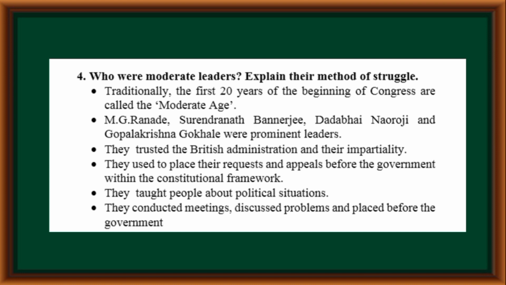Who were moderate leaders? Explain their method of struggle. Traditionally, the first years of the beginning of Congress are called the moderate age. M.G. Ranade, Surendranath Banerjee, Dadabhai Nauroji, Gopalakrishna Gokhale were prominent leaders. They trusted the British administration and their impartiality. They used to place their requests and appeals before the government within the constitutional framework. They taught people about political situations. They conducted meetings, discussed problems, and placed them before the government.